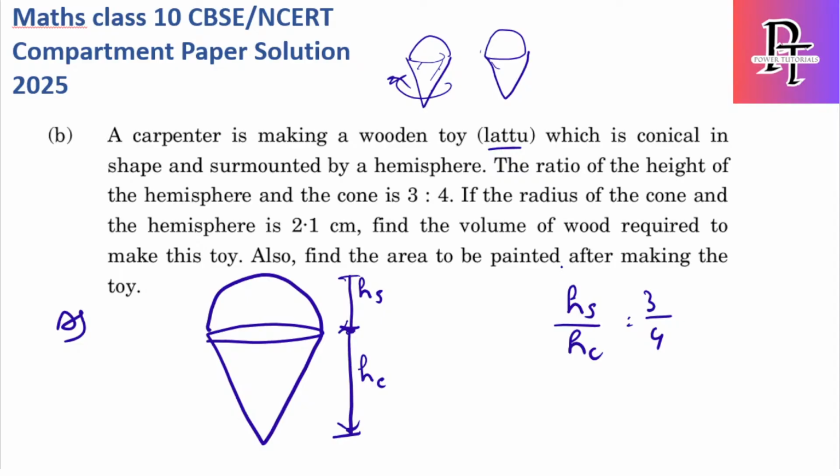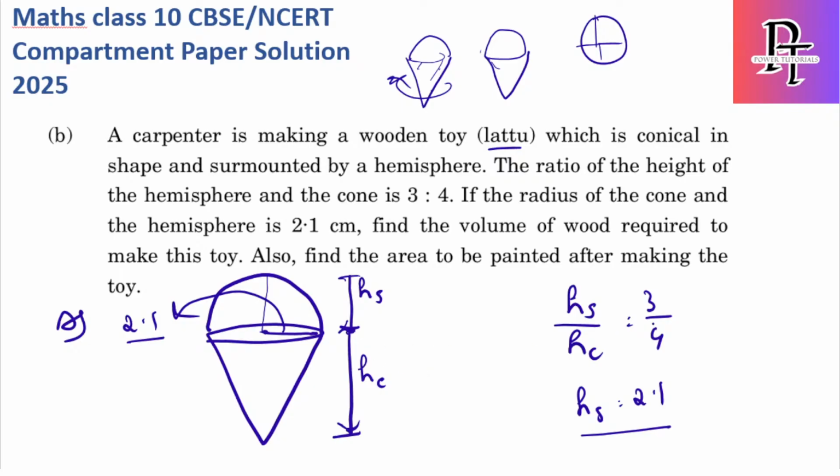The radius of the cone and the hemisphere, this radius value is how much? 2.1. If you notice, this radius is nothing but the height, both are the same, because a sphere is like a circle where from the center the distance to all the points will be the same. So Hs is nothing but 2.1.